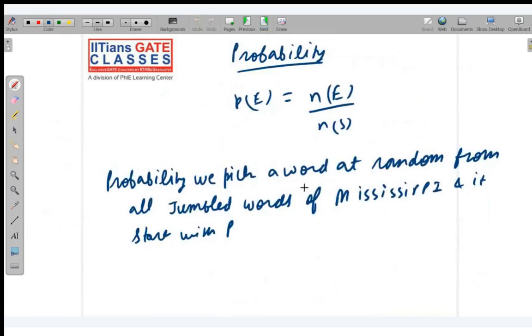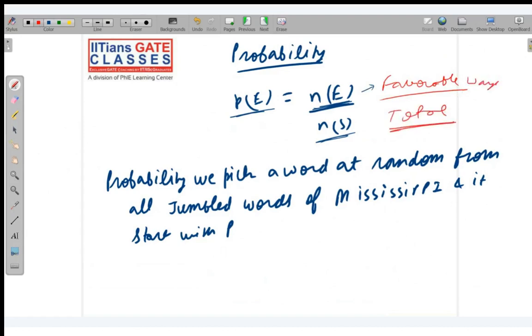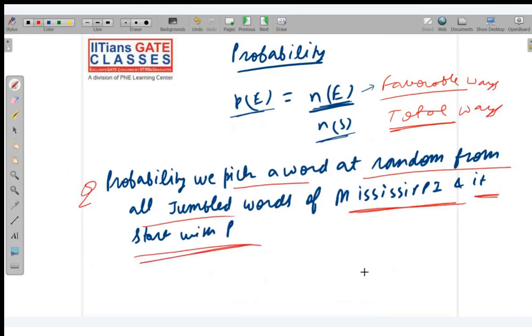So sometimes probability kind of questions are asked. Probability of E, I think you already know. Number of ways to get E divided by sample space. So simply you should say like this: favorable divided by total. That's it. Roughly I will write favorable ways divided by total ways. So they can ask a question like this: we pick a word randomly from all jumbled words of Mississippi and it starts with P. So favorable, start with P, is 10 factorial divided by 4 factorial, 4 factorial, divided by total.